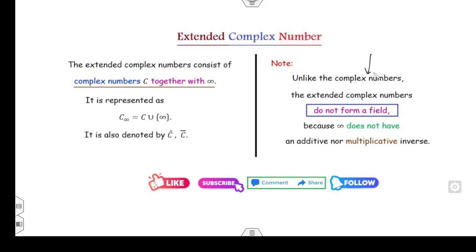Again, just as the complex numbers form a field, the extended complex plane, that is C union C infinity, does not form a field, because we don't find any additive or multiplicative inverse corresponding to the infinity.